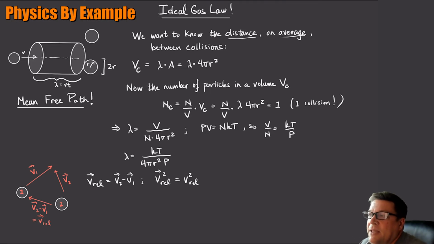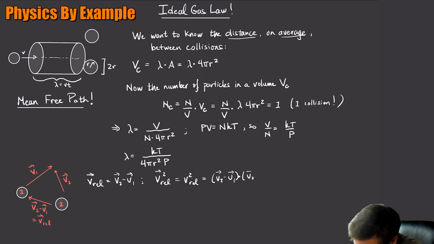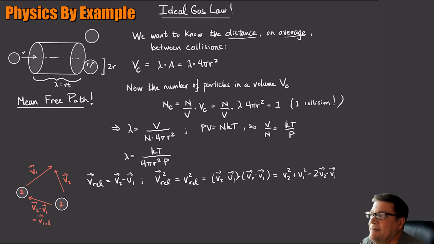Okay, so that's just going to be the magnitude of the relative velocity squared. That's just going to be V2 minus V1, dotted with V2 minus V1. Right, that's what that really means. And if we carry out this dot product, what do we get? That's just going to be V2 squared plus V1 squared, and then I'm going to have a minus 2 times V2 dot V1. Okay, so that's how we carry out that dot product.